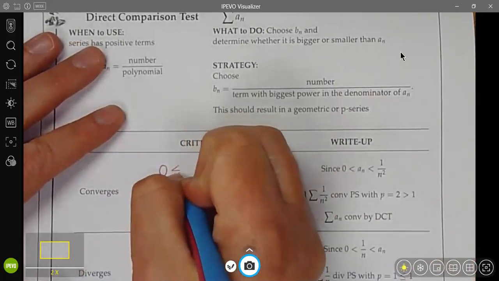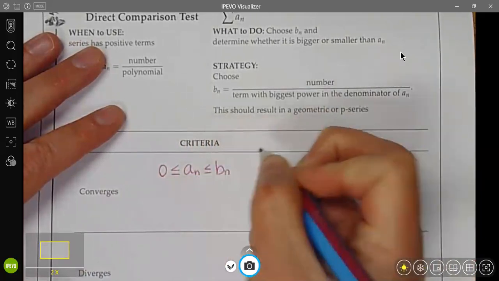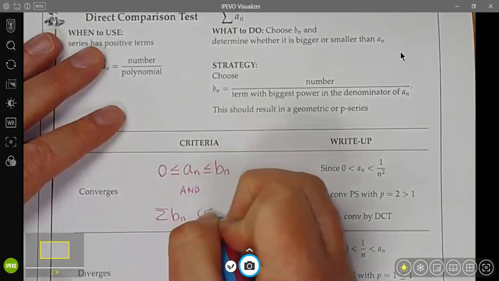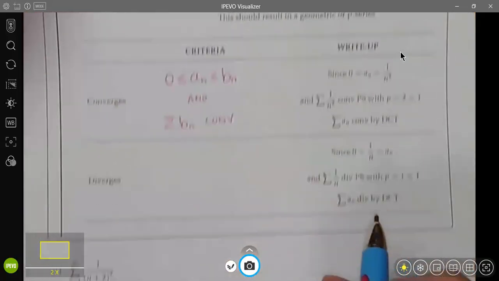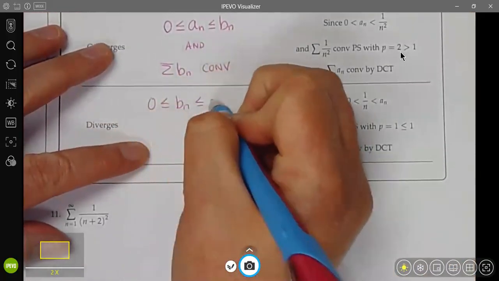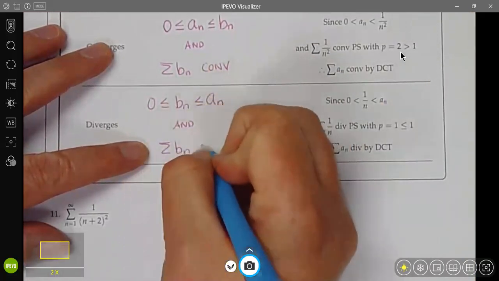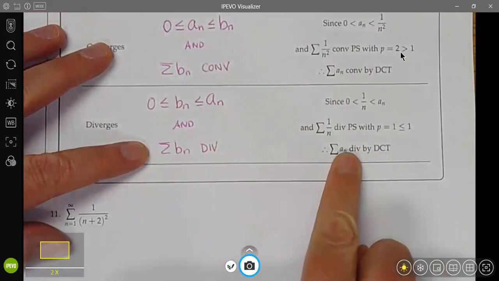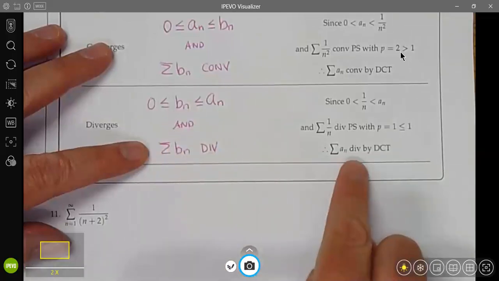We are going to choose a b sub n such that a sub n is between that and 0. So my b sub n is bigger, and if I know that the sum of b sub n converges, then I know that my series is also going to converge. Similarly, if I pick a b sub n that is smaller than the given a sub n, and I know that b sub n diverges, then the smaller one diverging is going to cause my series to diverge. So if the bigger converges, the series converges. If the smaller diverges, the series diverges.